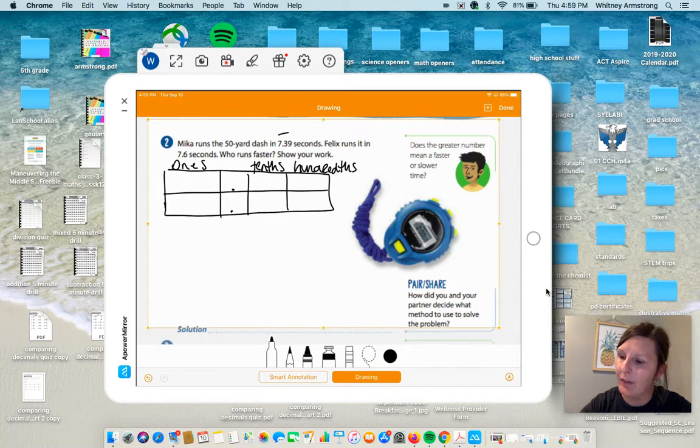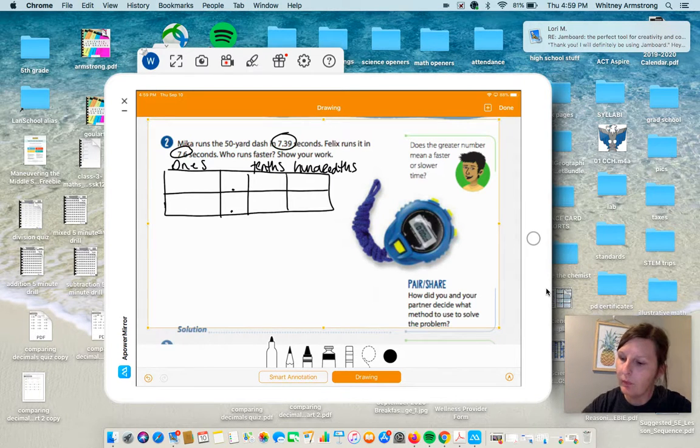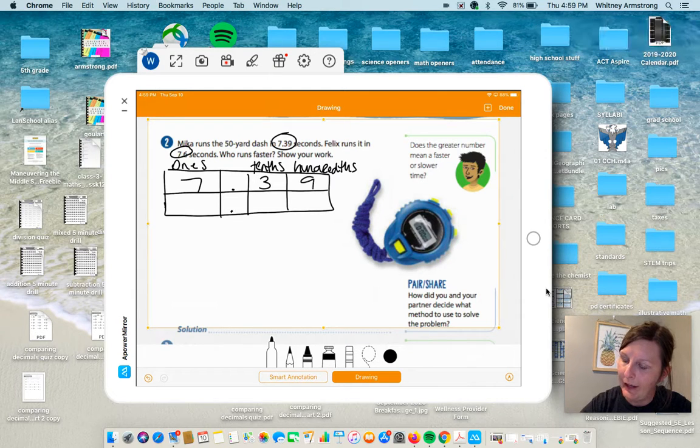So I know that I have 7.39 and 7.6, okay? So I need to write them in my chart. So 7.39 and 7.60, okay? So the 7s are the same. I can't compare those. So I need to compare my tenths place. Well, in this case, I'm looking to see who runs faster. So I want the least amount of time. So I know that 3 is less than 6 in this case. So that's what I'm looking for. I'm looking for the least amount of time.